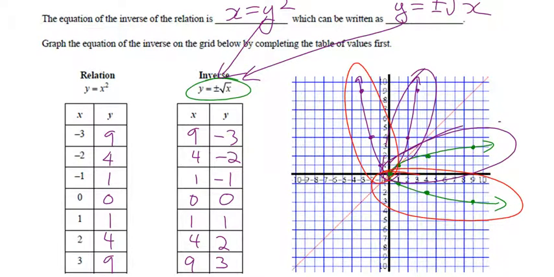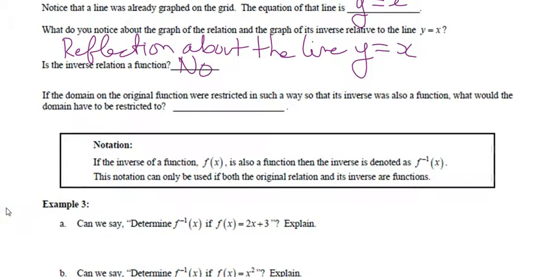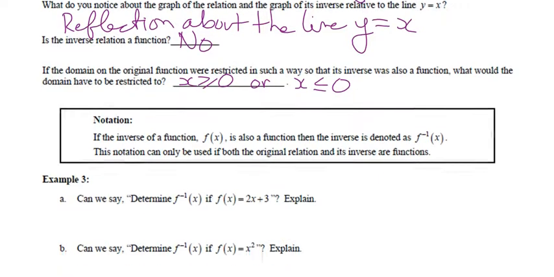If I said the domain was x is greater than or equal to 17, would that give me a function? Yeah, I mean, it's not the most useful, but it would give me one, right? So there are many, but let's try to get as much as we can. So x greater than or equal to 0, or x less than or equal to 0. It's an exclusive or, which means one or the other.